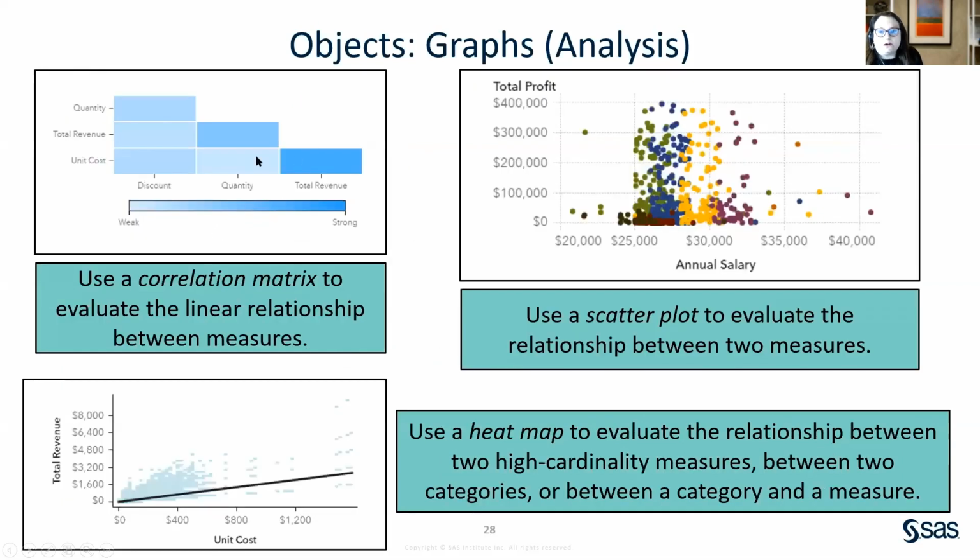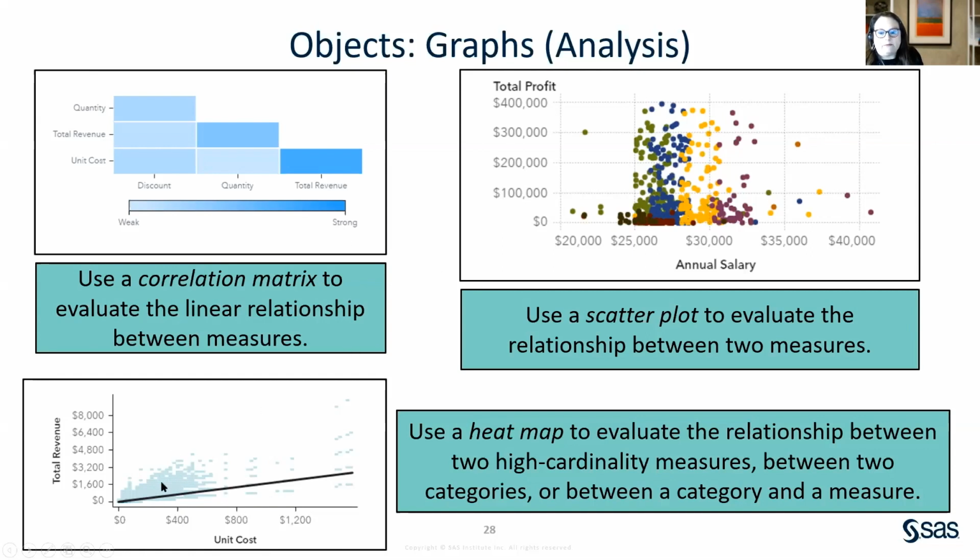We can also use a correlation matrix. This is going to allow me to use up to 60 measures, and it will look at the relationships between the measures. And it gives you additional information in the analysis section, so you can take a look at those relationships. We also can use a scatter plot. Scatter plots are only going to be useful when you have two measures.